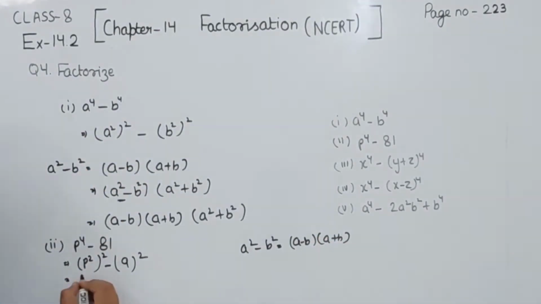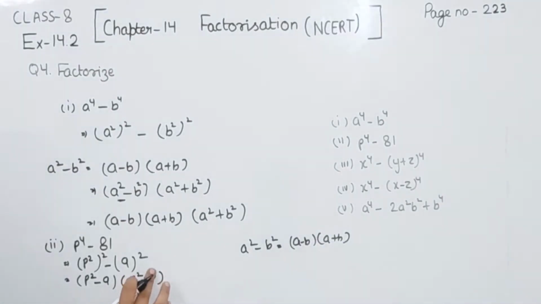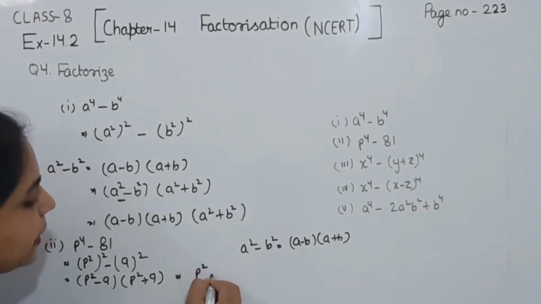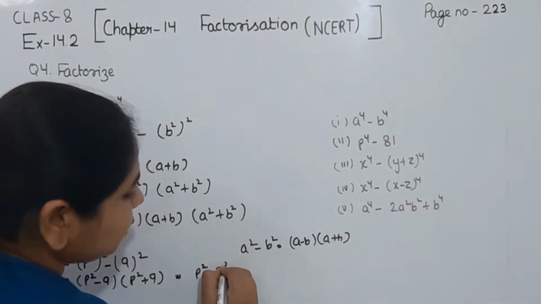So I am going to use here, this one is a square, this one is a minus b, and this one is a plus b. This is a 9, a plus b. Now I am going to solve it further. Here I am going to use the same formula, a square minus b square. I am going to write this one as p square minus, for the 9 I am going to write 3 to the power 2.